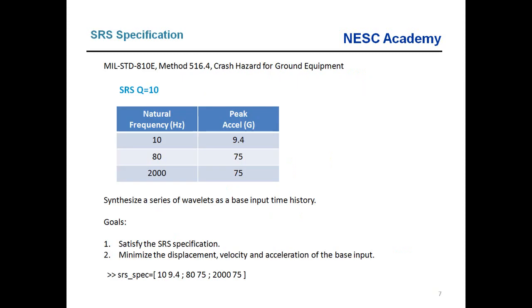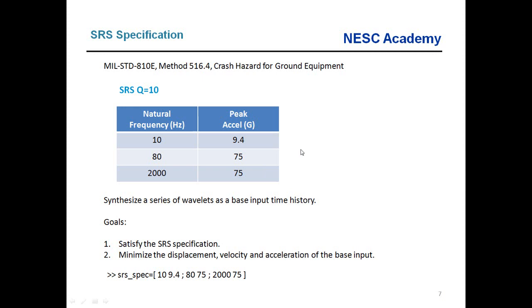So let's take a particular specification here. This is a published specification from Mil Standard 810E, and before you dash off any emails to me, I realize that this Mil Standard is up to Rev G or almost H or whatever, but I think this one is in the most recent revs as well, so let's just go with it. It's called the crash hazard for ground equipment. And we have SRS Q equal to 10 with the 3 natural frequencies and the corresponding peak accelerations for each of the 3 natural frequencies.